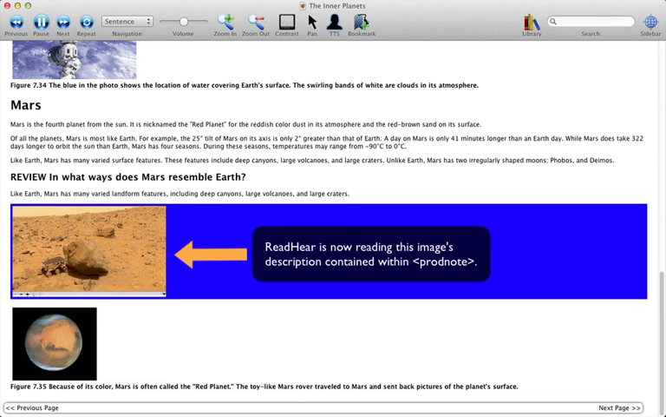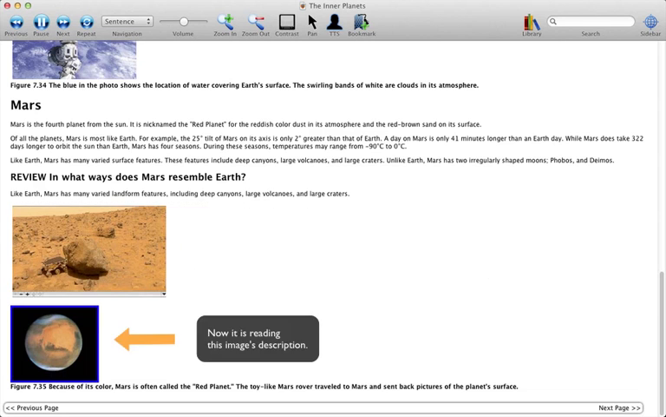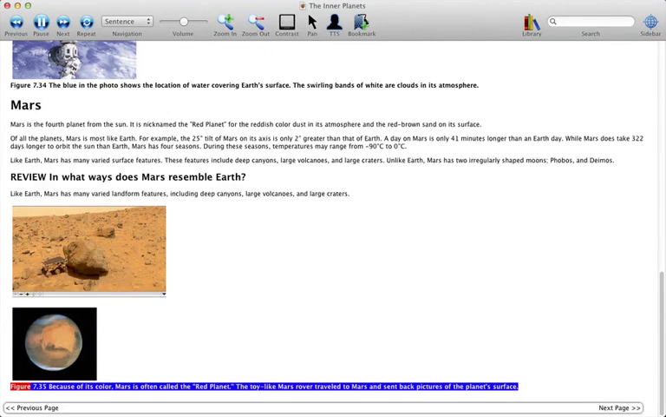This image shows the Mars rover as it approaches a large rock on the surface of Mars. The rover has a rectangular frame with 3 sets of wheels to carry it across the planet's varied rocky terrain and landforms. The surface of Mars in this image is sandy with many rocks scattered across it. A movie shows the rover in motion as it encounters rocks and other objects on the surface. This image shows a view of Mars from space. Figure 7.35. Because of its color, Mars is often called a red planet. The toy-like Mars rover traveled to Mars and sent back pictures of the planet's surface.